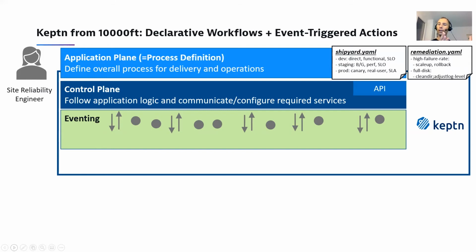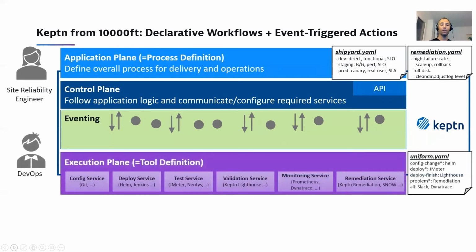One is around delivery. This is where the shipyard file comes in, where you specify in a simple YAML file which stages you have and what should happen in a stage. And then the second use case is remediation, or automating operational processes. Remediation around, if there's a problem coming in, which actions should be executed. So you define the process. On the other end, you define the tooling, and because it's an event-driven system, you basically just say, I have these tools that are listening to these types of events that Keptn sends in order to enforce the process.